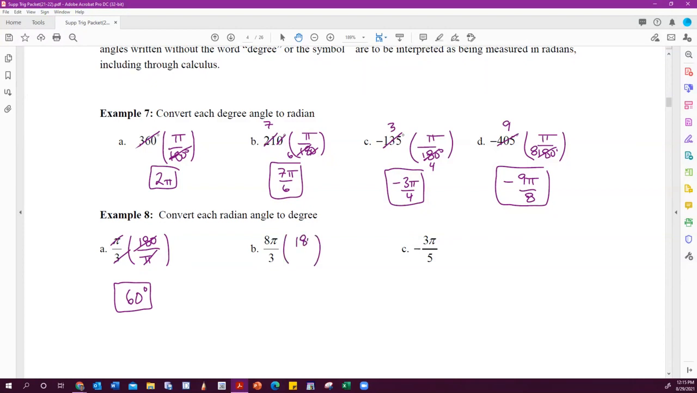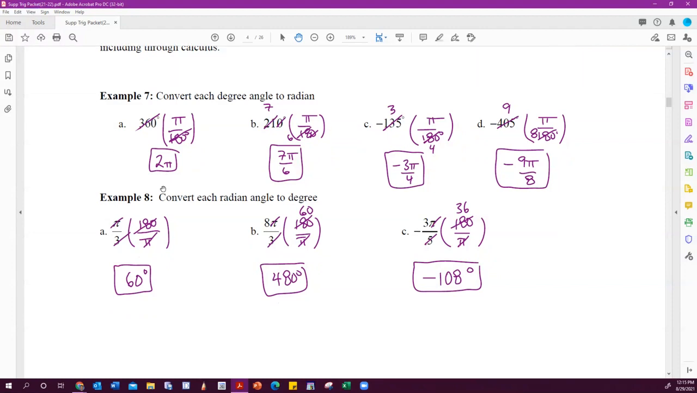Here, multiply by 180 over pi. We can cancel out the pi's. 180 and 3 reduce to 60. And 60 times 8 is 480. Here, we'll do 180 over pi, reduce the pi's again. Let's see, 180 divided by 5 is 36, and 36 times 3 is 108. So we're getting a negative 108 degree angle.